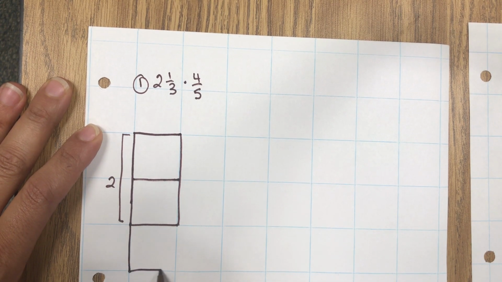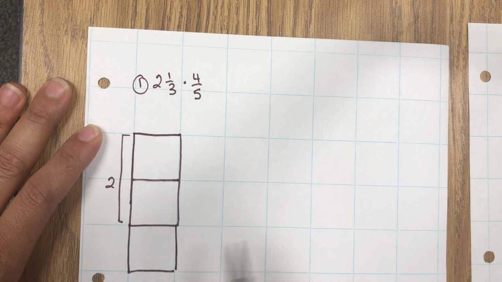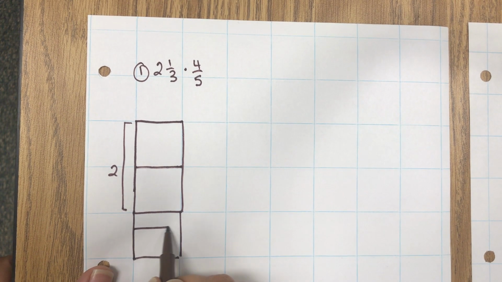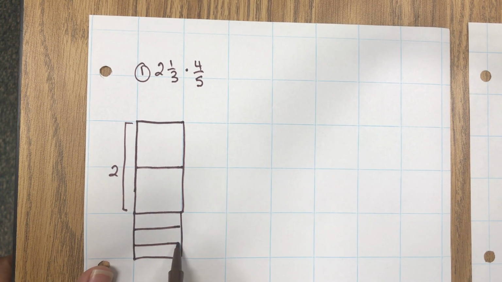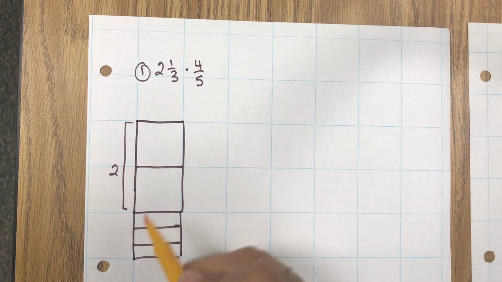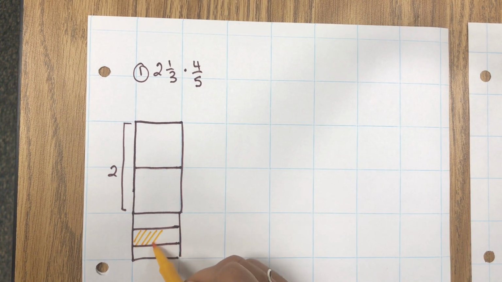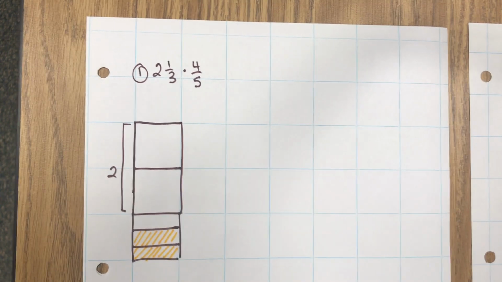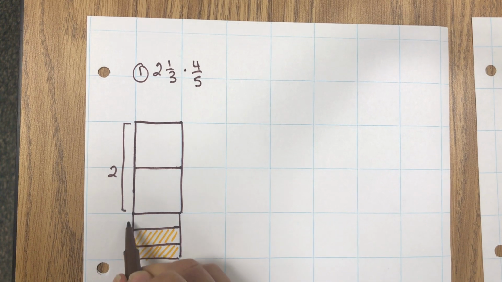So that means I need to box a third square. I'm going to split it into thirds to capture that 1/3. I'm going to shade what I do not have. Go ahead and label 1/3.